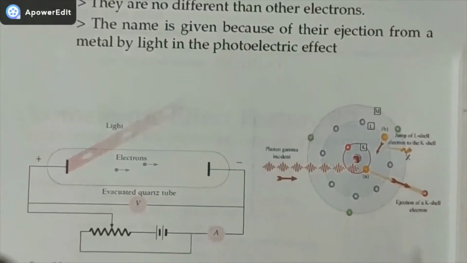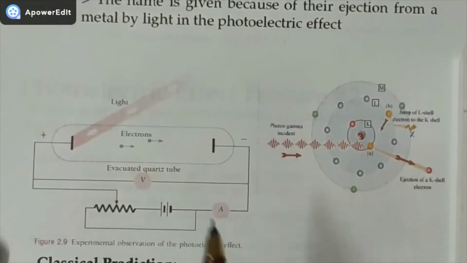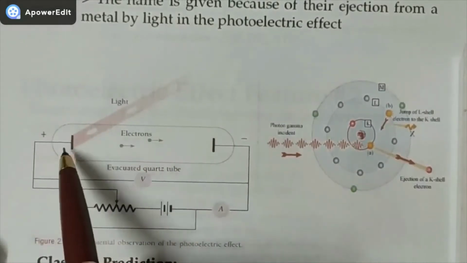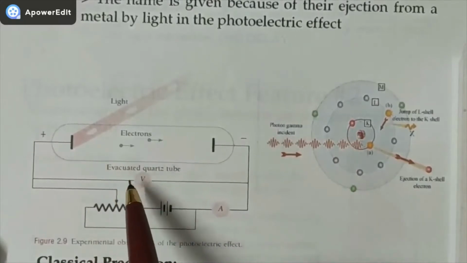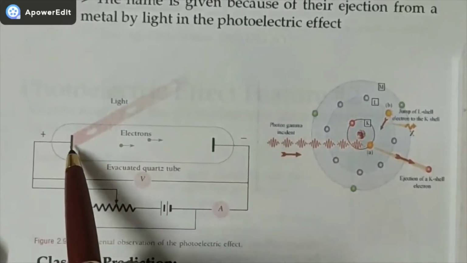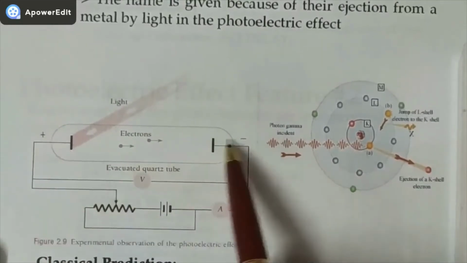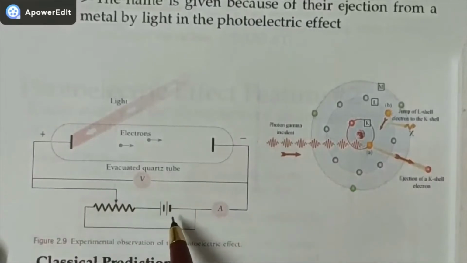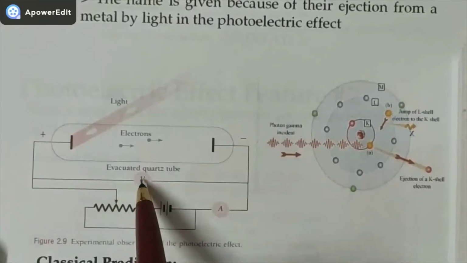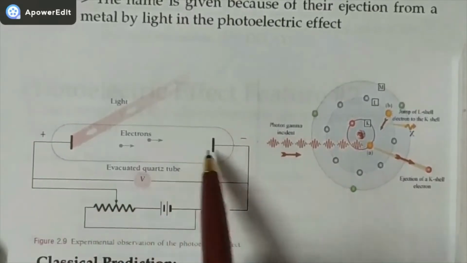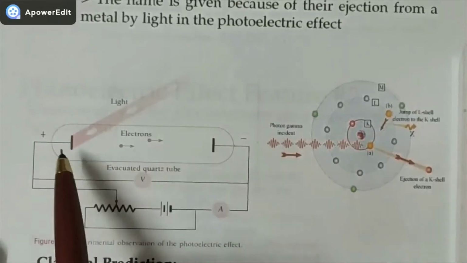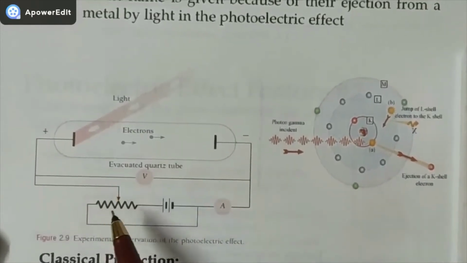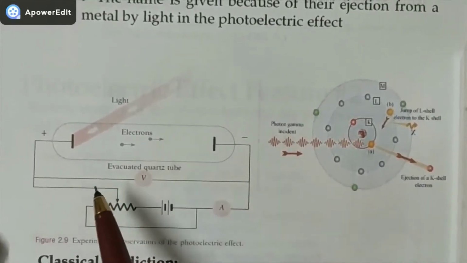The experimental setup for the photoelectric effect is as follows. You can see that this is a tube which is evacuated, meaning there is vacuum inside the tube, there is nothing in it, and it's a quartz tube. We have a potential applied, a positive potential on this side and a negative potential on this side, applied by this potential divider. There is an ammeter to measure the current, and a voltmeter V which measures the potential applied between these two terminals.